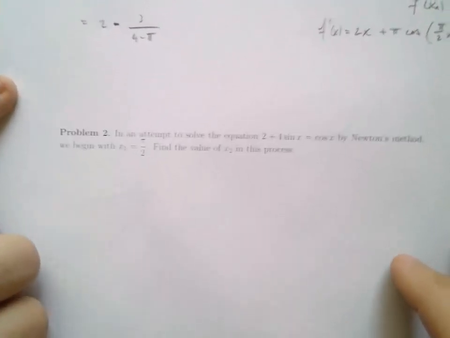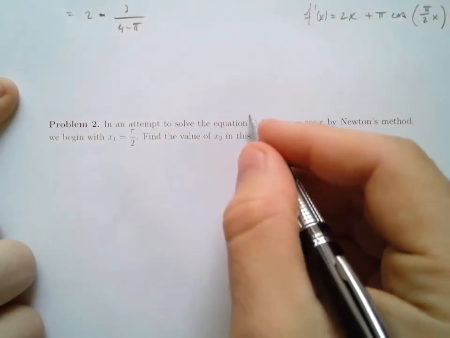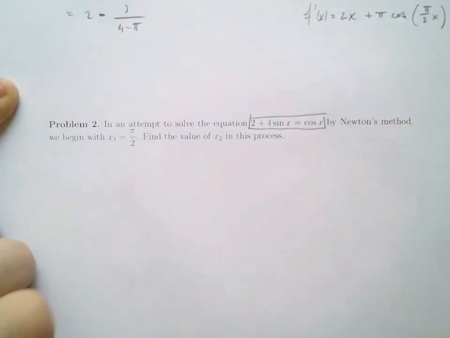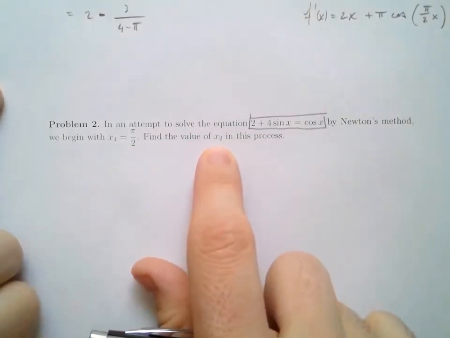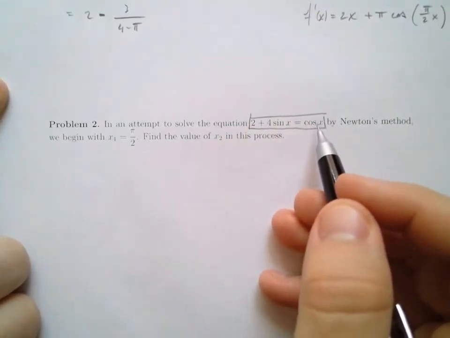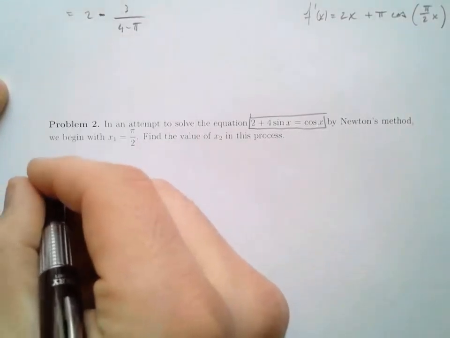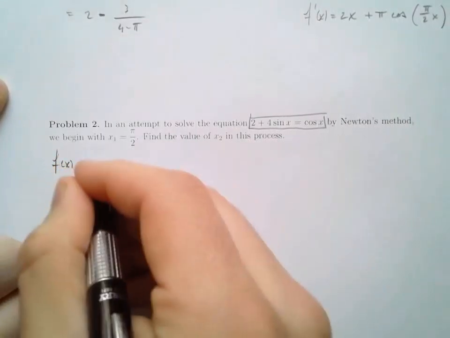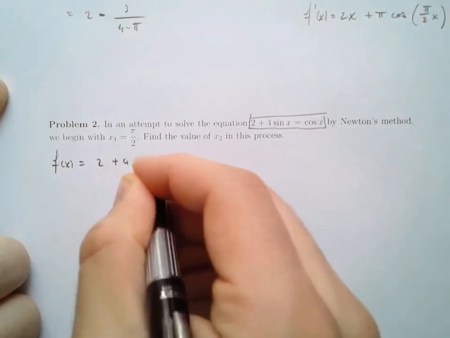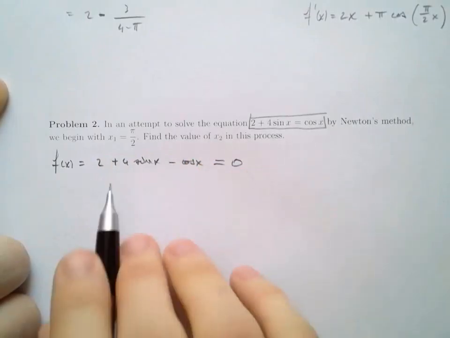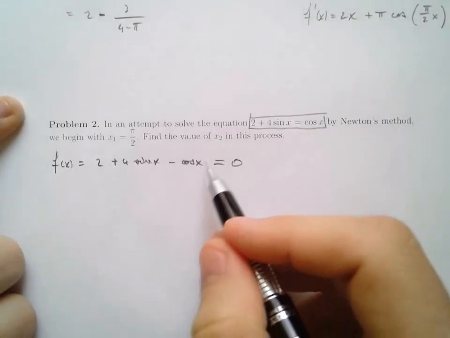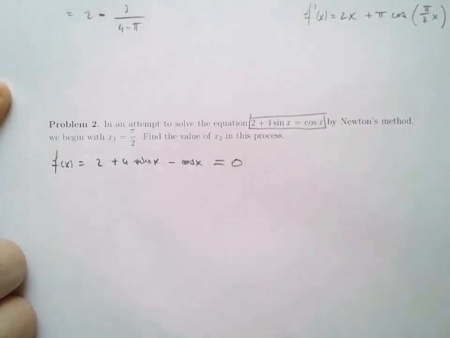Okay, for the second problem, the same thing. We have an equation this time, and we're asked to solve the equation using Newton's method, right? But we're only asked to find x2. Now, the function corresponding to the equation is the function that I obtained by moving everything to one side. So f of x is going to be 2 plus 4 sine of x minus cosine x. And in essence, I'm trying to find zeros for this function, right? That's the equivalent to saying solve the equation that is given here.